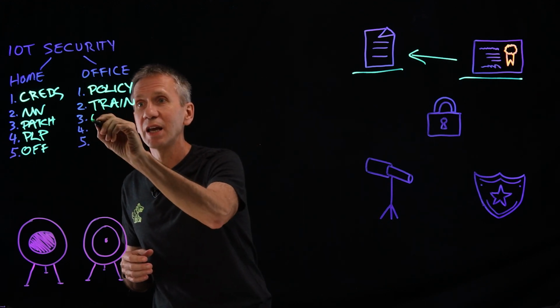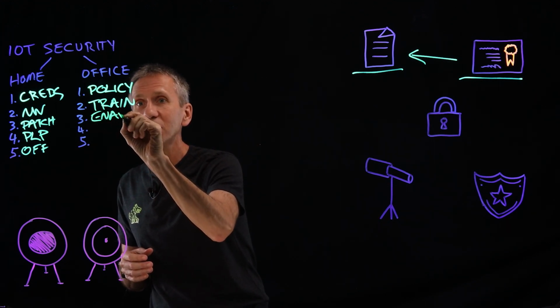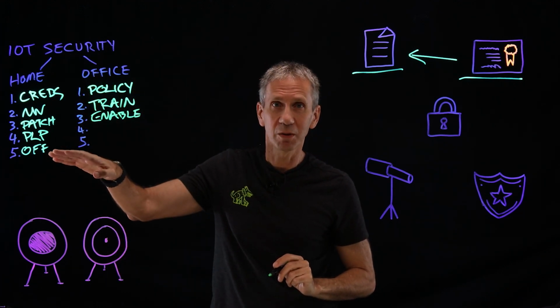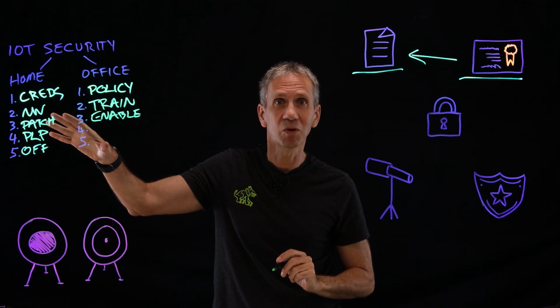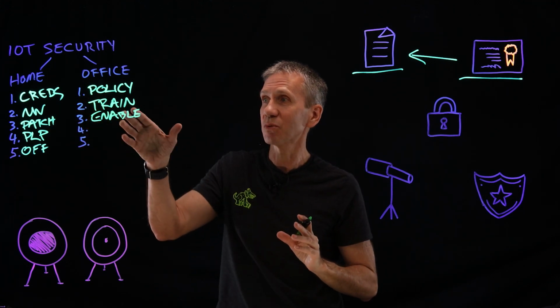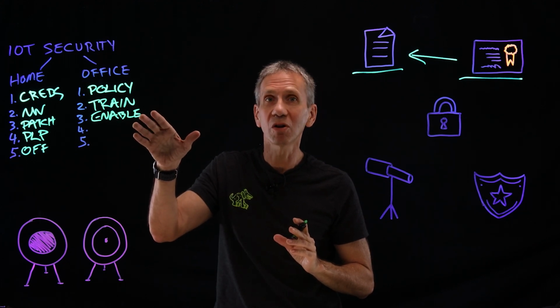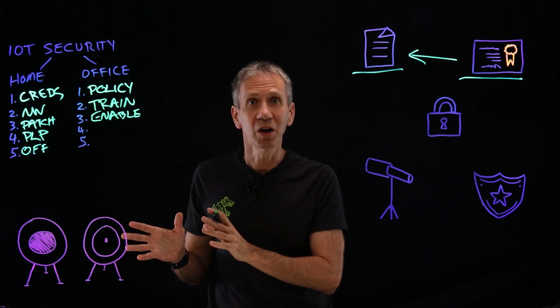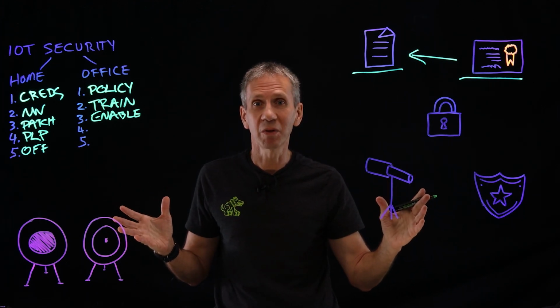Next thing, enable. Enable the security. I talked about all of these kinds of controls that we can put in place in order to make a system more secure, an IoT system less risky for us. That's what we want to do. We want to enable all those things even in the office environment. And again, start from the home and then expand out from there.